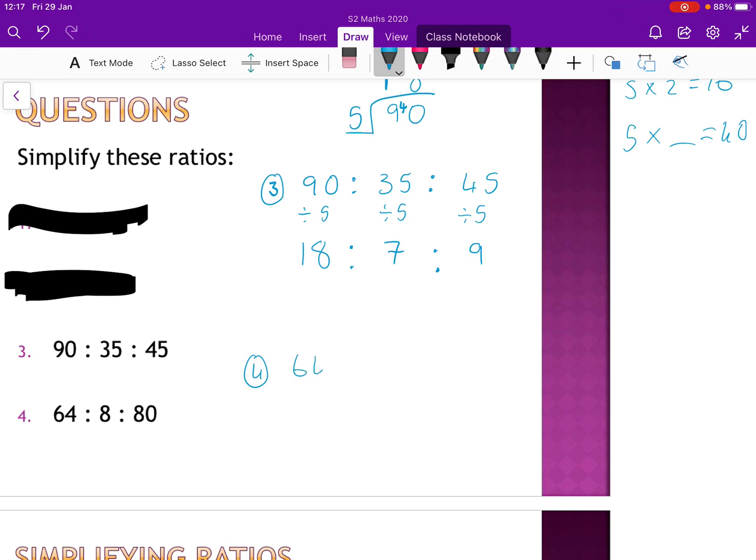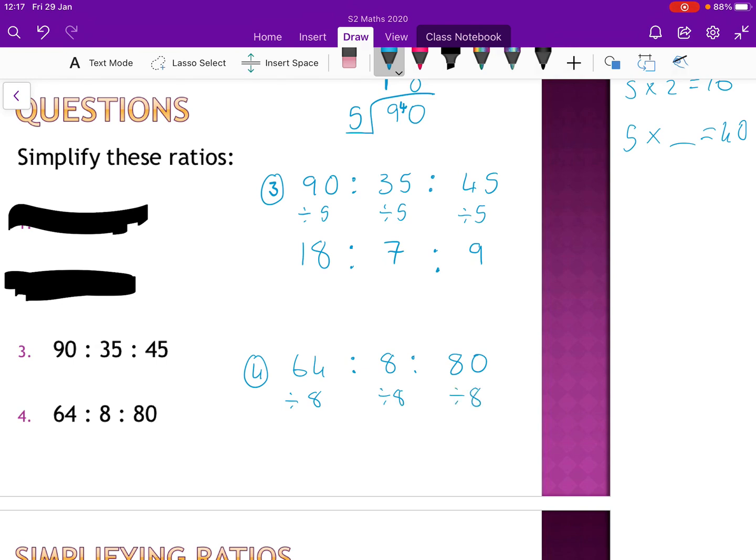Let's do the very last one. So I've got 64 to 8 to 80. And I'm trying to think, what times table would all of these be an answer to? Again, if you can't think of it, these are all even. Can you see that? 4, 8 and 0 at the end of the numbers, so they're all even numbers. So you could always try halving them and then continuing on until you get to its fully simplified form. Can anybody spot what the biggest number we could divide by? It would be 8. Okay, let's try dividing by 8 and see what happens.